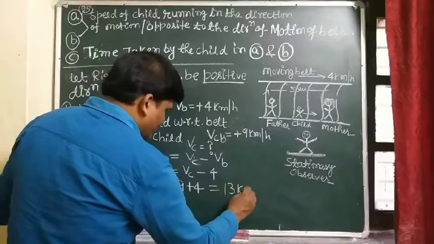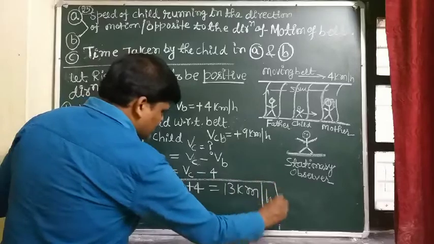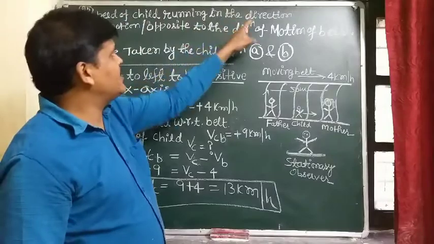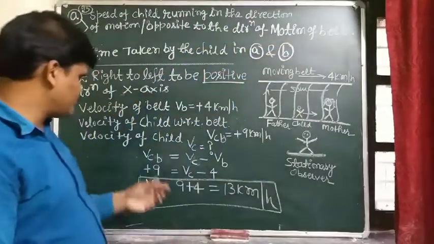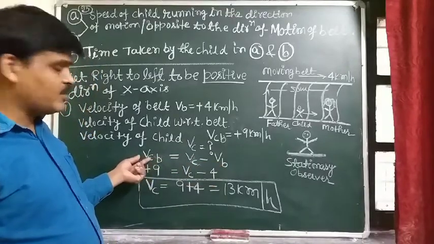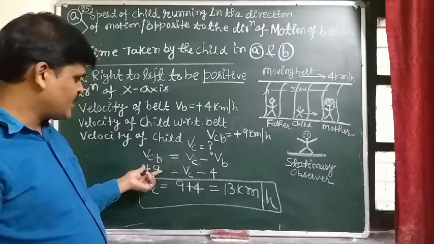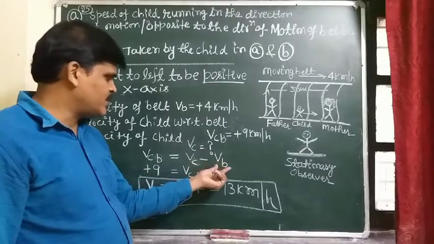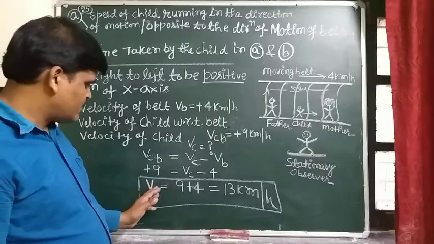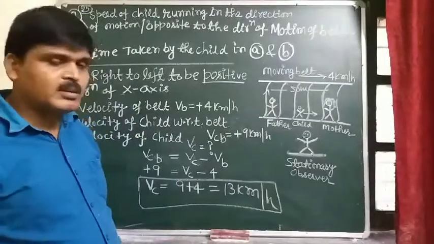13 kilometer per hour. This is the first answer. We have to find the speed of the child running in the direction of the motion of the belt, so we use the formula VCB equals VC minus VB, with the relative velocity of the child with respect to the belt taken to be positive, and the velocity of the belt given as 4. So the velocity of the child is 13 kilometer per hour, in the direction of the motion of the belt.